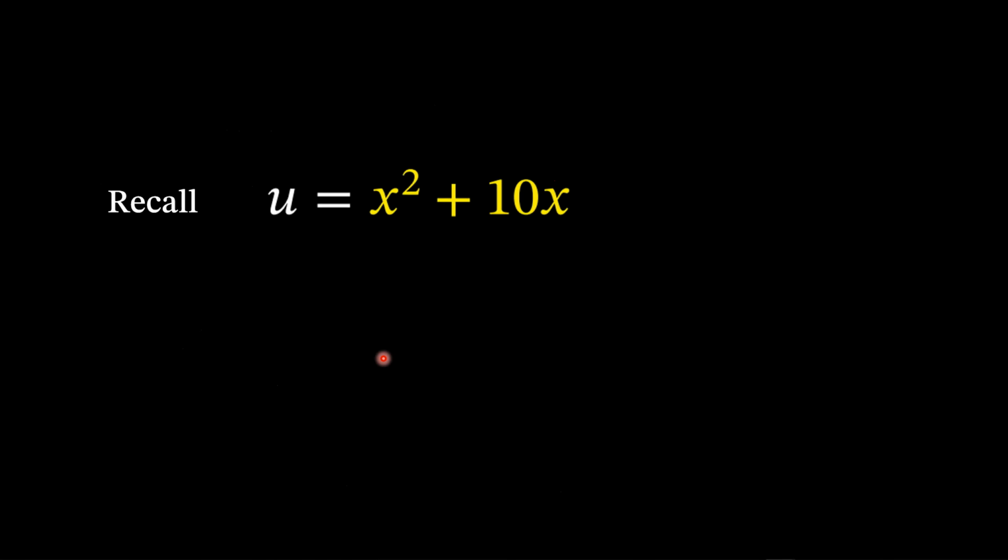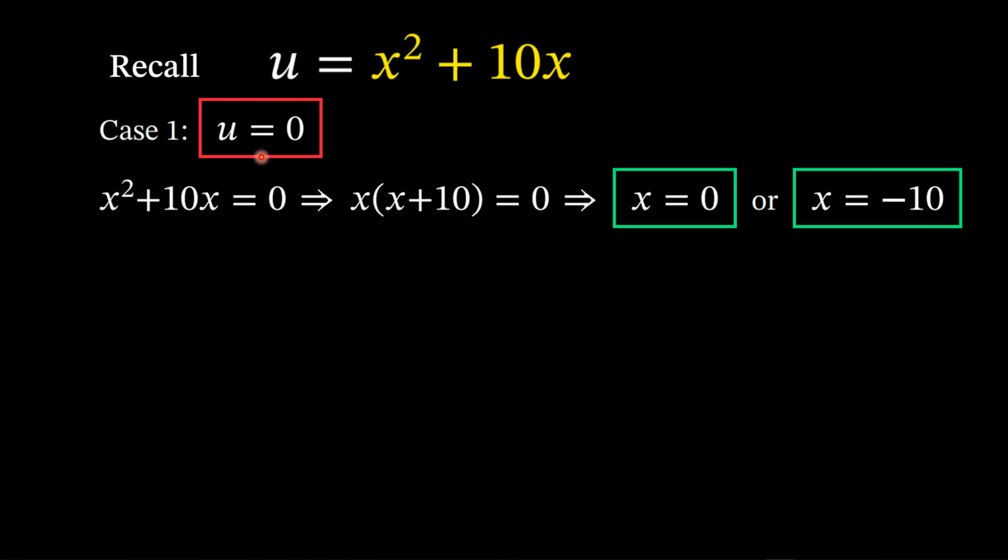Let's look at the first case, u equals 0. Remember from the previous slide, u equals x squared plus 10x. Substituting u equals 0, we get x squared plus 10x equals 0. Factoring x, we get x multiplied by x plus 10 equals 0. So the solutions are x equals 0 or x equals minus 10.